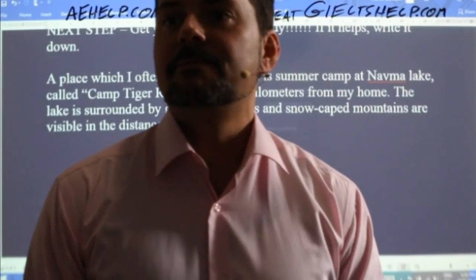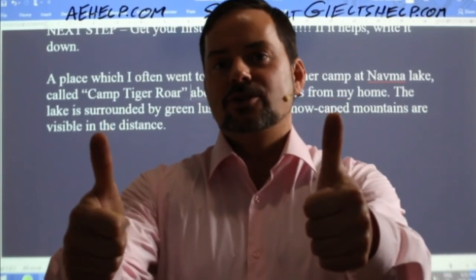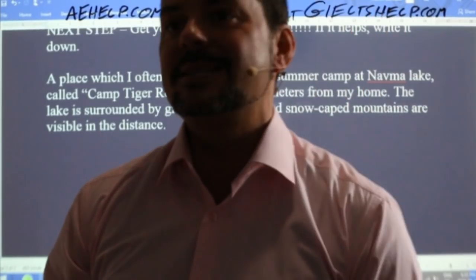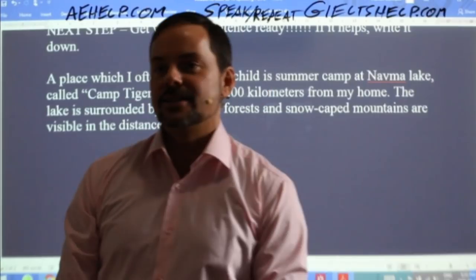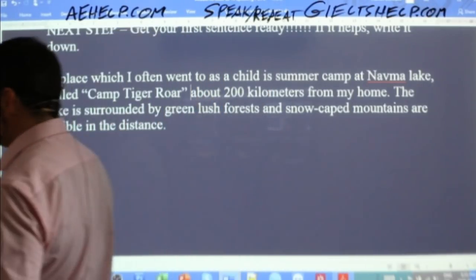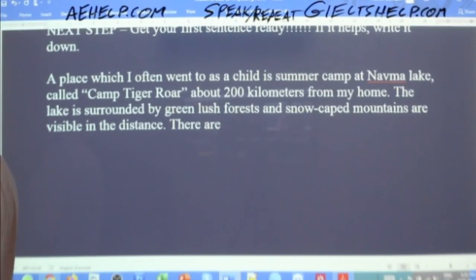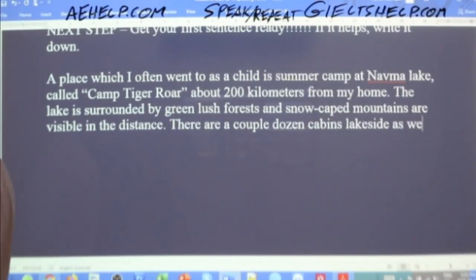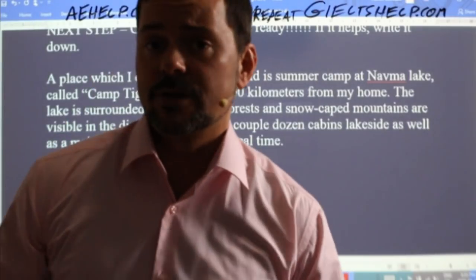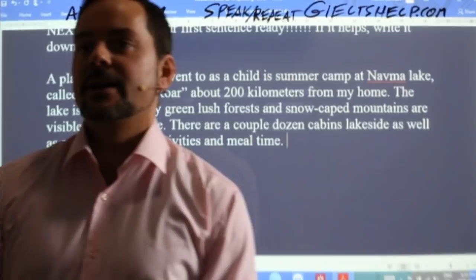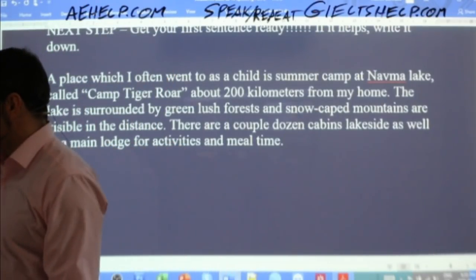Yep. There we go. Amira Sadek, thank you. You get my two jumbo thumbs up. Tents and cozy sleeping bags. So yeah, come on. There's got to be some kind of a place for people to stay and eat, right? So tents or cabins and a lodge. So there are a couple dozen cabins lakeside, as well as a main lodge for activities and mealtime, right? That's what we're missing. And if you're really going fancy, you can even go into more description there. So you can say wooden cabins.